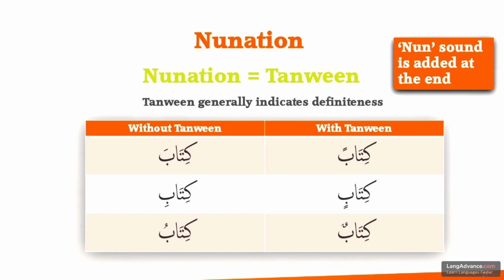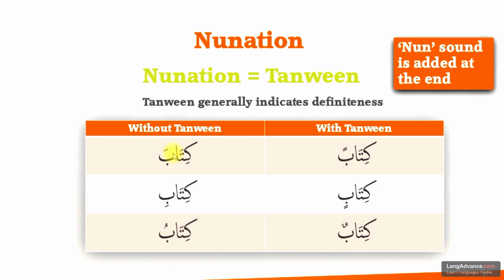Nunation. Nunation is tanween. So nunation is what happens when we double the vowel on a letter. So take this example: kitab. We have the symbol kasra here, and it's doubled in this version. This one will sound like kitaban. For this one, kitabi. And it becomes kitabin. Kitabu, kitabun. Here we see that the fatha is doubled. Ba becomes ban. Here we see the kasra. Bi becomes bin. And bu becomes bun.